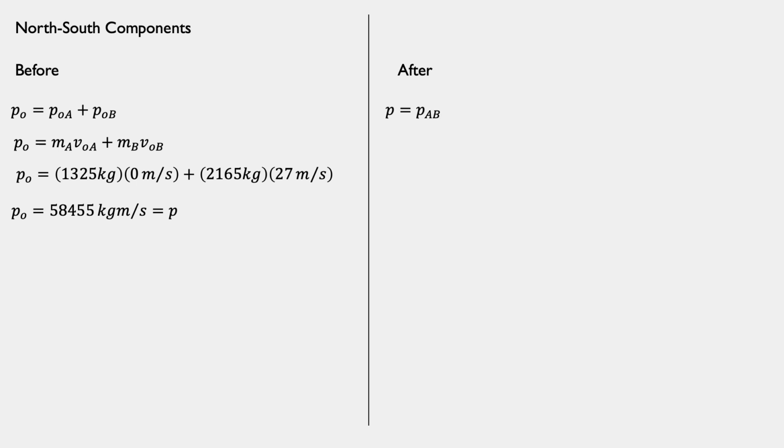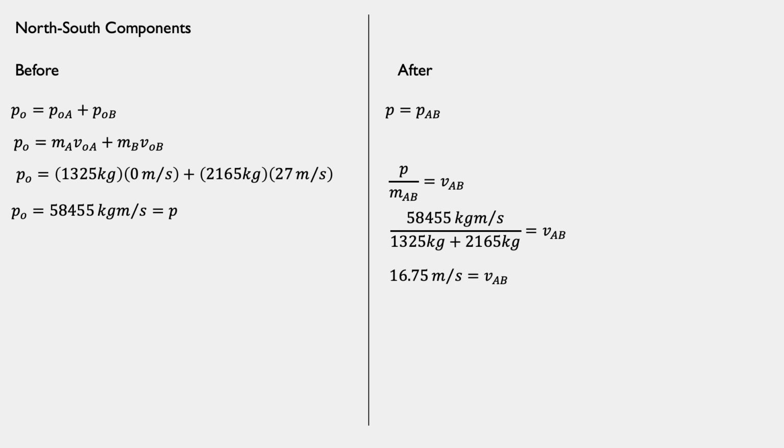And then once again, afterwards, the objects are stuck together, so our momentum is equal to the combined momentum of them. We can substitute in mass times velocity for momentum, rearrange it, and we get momentum over the combined mass gives us our velocity. Substitute our values in, and we get 16.75 meters per second in the northern direction.